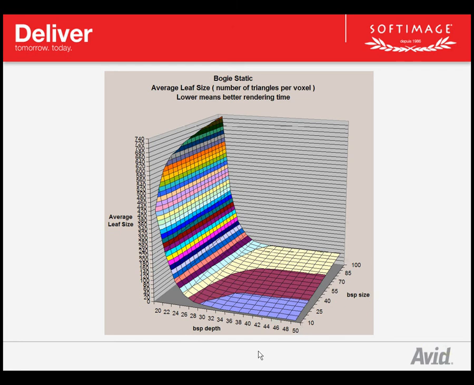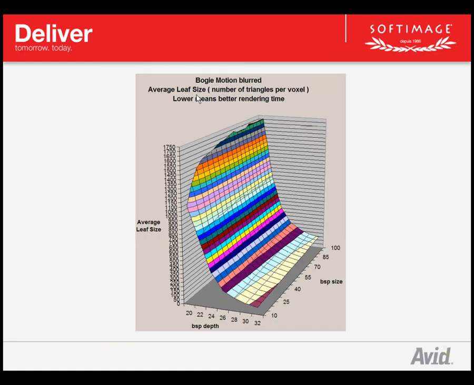So in the static scene here, we remember that the sweet spot, or the perfect rendering settings, was something like 34, 36 up to 40 and 10.5. So you could see here that the leaf size ranges from about 20, 40 or 60 triangles per voxel. But if you do lower the depth, it means that it will go less deep in the tree. So each voxel will contain more triangles, and because more triangles are contained in the voxel, the average leaf size will go up.